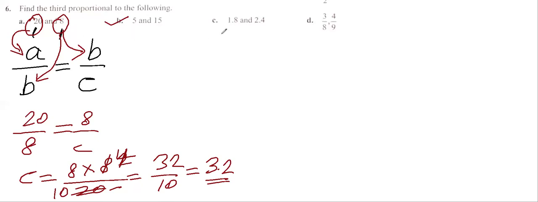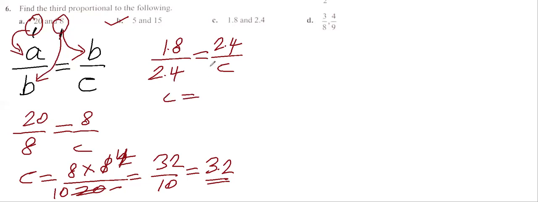B you can take as homework. C I am going to solve. Same way, 1.8 will come here, 2.4 will come here, 2.4 will come here, third proportional here it will be C. So I need to find the C. So I am going to cross multiply. So 2.4 into 2.4 divided by 1.8.